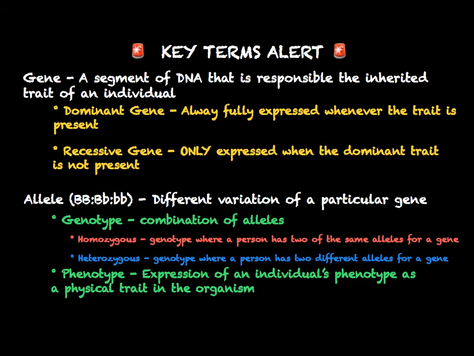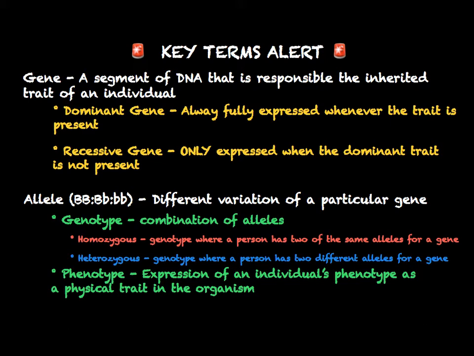So first we need to know that y'all know some key terms, because these key terms are going to be in the video talking about different types of topics throughout Mendelian genetics. So first, a gene. This is pretty much the basic thing that you're going to need for genetics. It's in the word genetics. A gene is a segment of DNA that is responsible for the inherited trait of an individual.